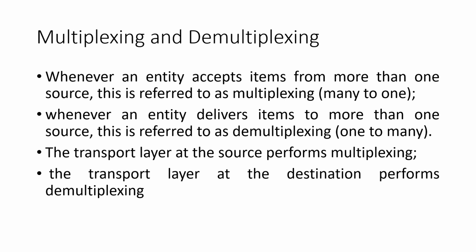When we consider demultiplexing, at the receiver side the relationship is one to many and requires demultiplexing. The transport layer receives datagrams from the network layer. After error checking and dropping of the header, the transport layer delivers each message to the appropriate process based on the port number.